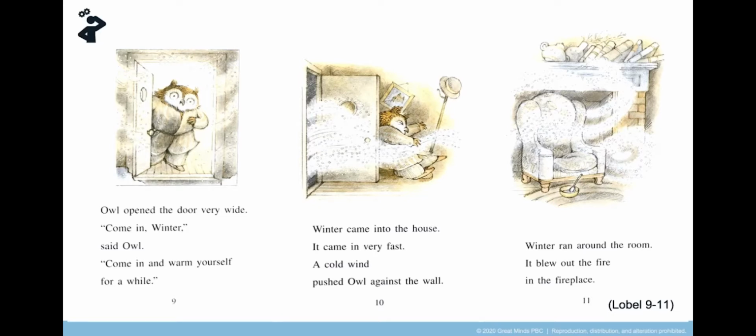Did you make a signal when Winter pushed Owl against the wall and when he blew out the fire? I'm sure you did, because this evidence shows us that Owl has a problem. Now, how would you describe Owl's problem? Think. How would you describe Owl's problem? Now share with a learning partner or share aloud. That's right. The problem is that Winter is blowing snow all around Owl's house and causing trouble.